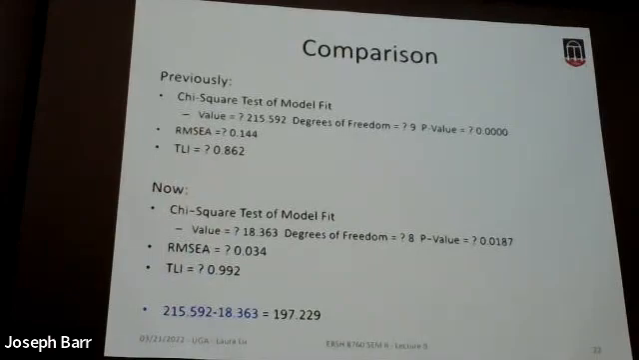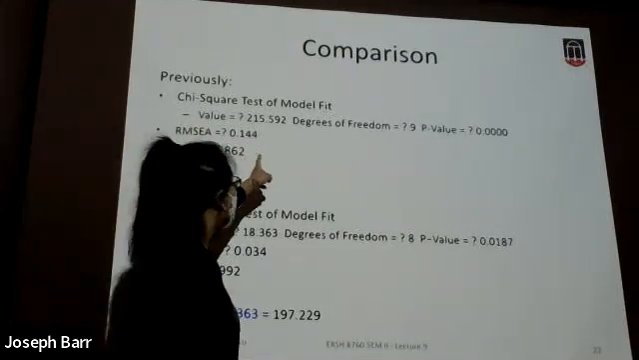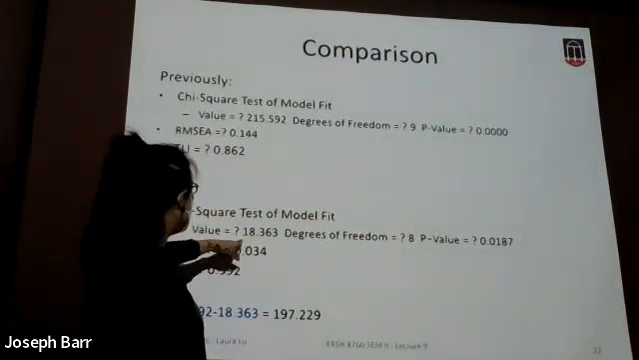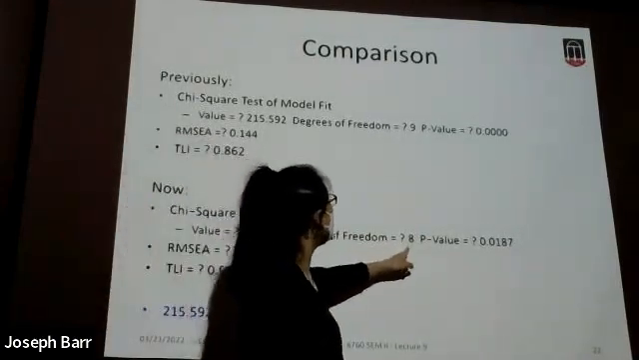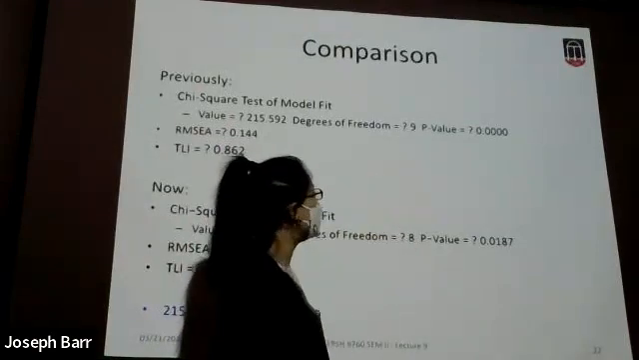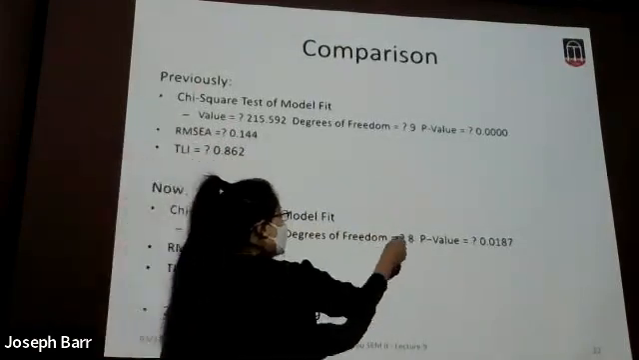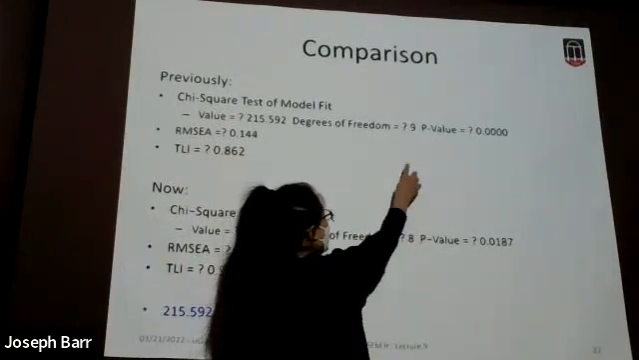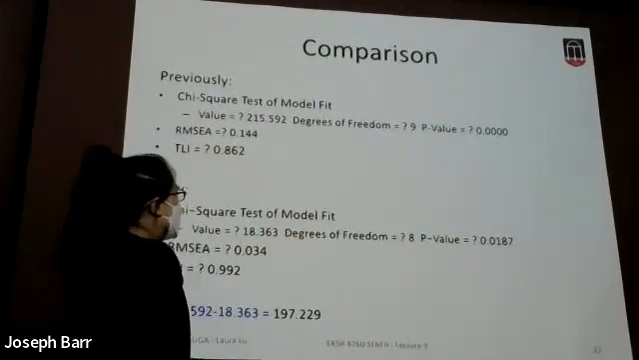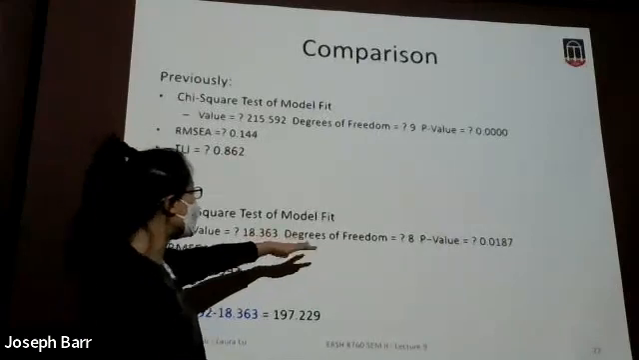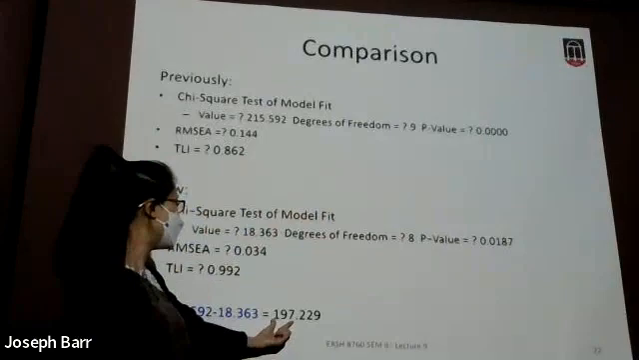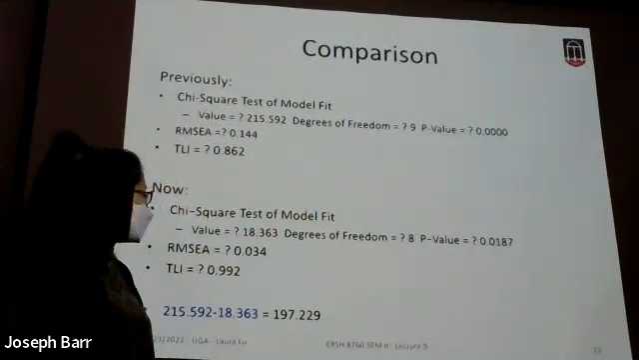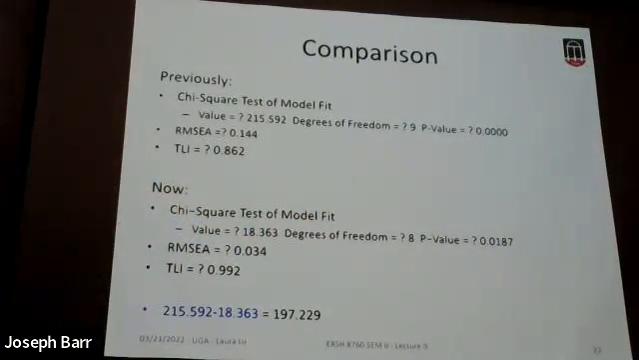And the chi-square value, okay, the previous model, the chi-square value is given here. Now the chi-square value here is 18.363 with degrees of freedom 8. So we just added one more path, so the degrees of freedom drop by 1, from 9 to 8. The change in degrees of freedom is 1, but the change in the chi-square value is huge, okay? So this value is larger than the critical value of the chi-square with 1 degree of freedom. It is significant.